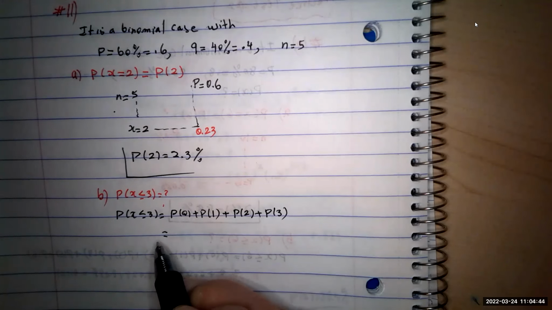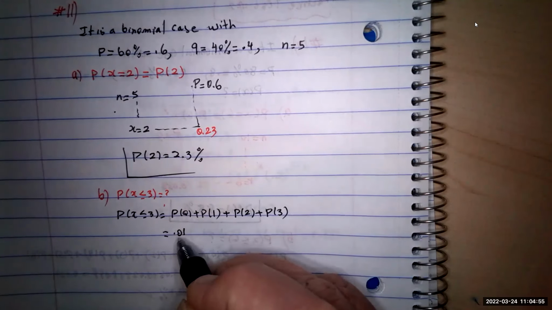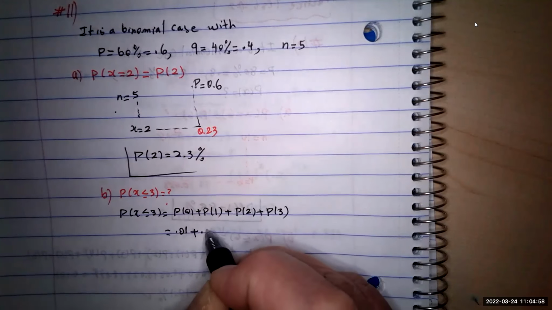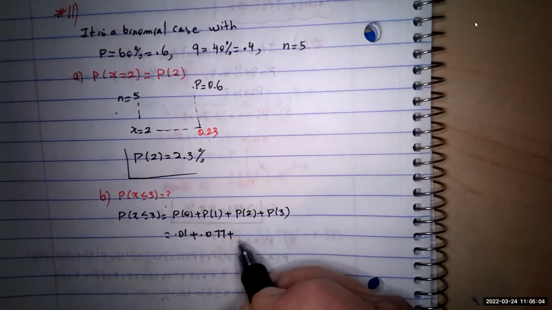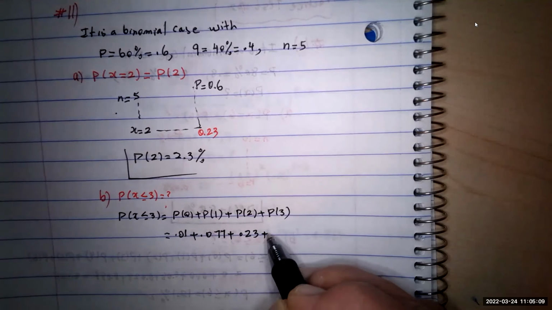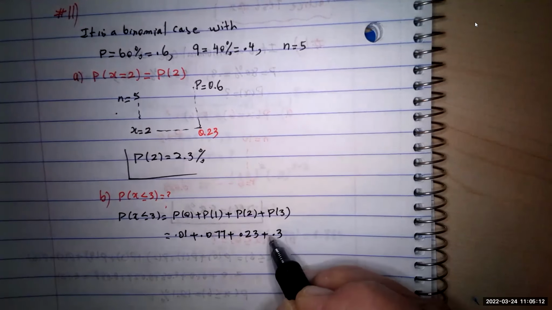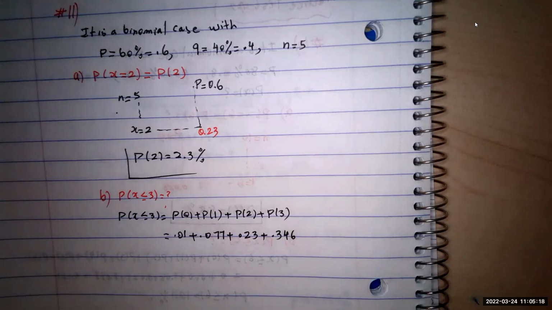So this is going to be the cases that we are going to have for the 60%. I don't have the number for the first one. It's 0.01, the first one, plus 0.077, and 0.23. And the last one is 0.346. That gives you P of 3. You add these numbers together and that gives you the result.